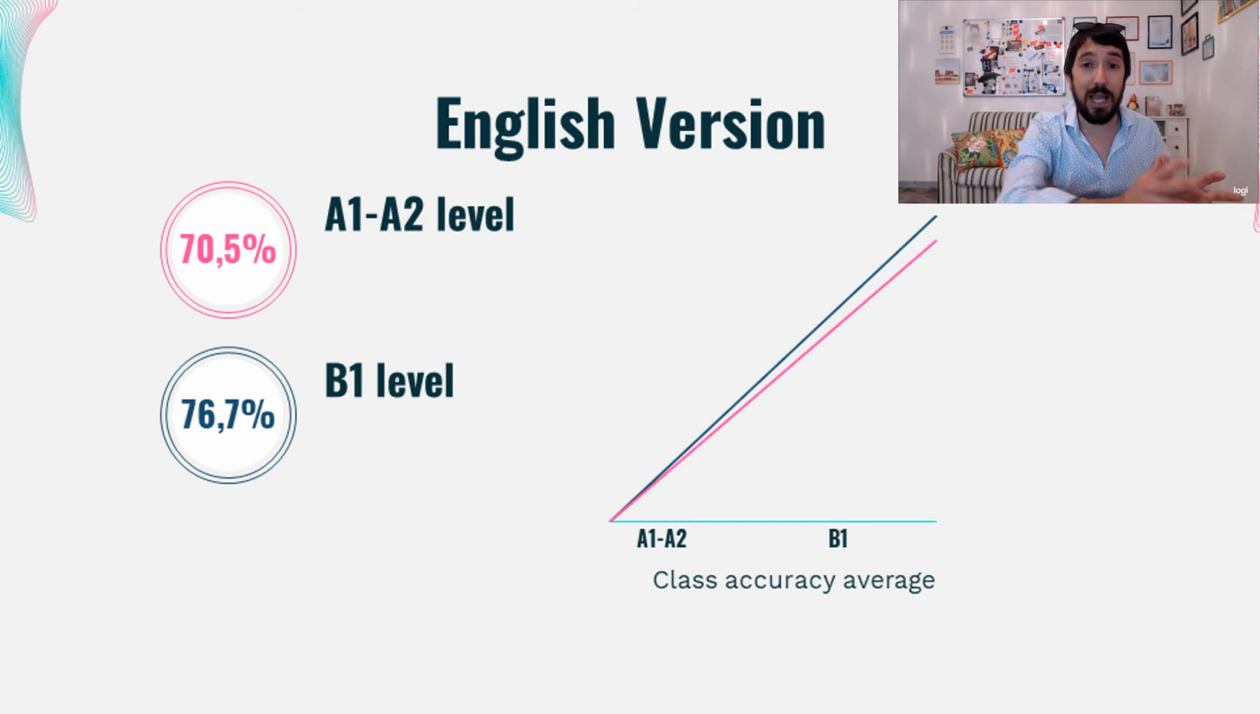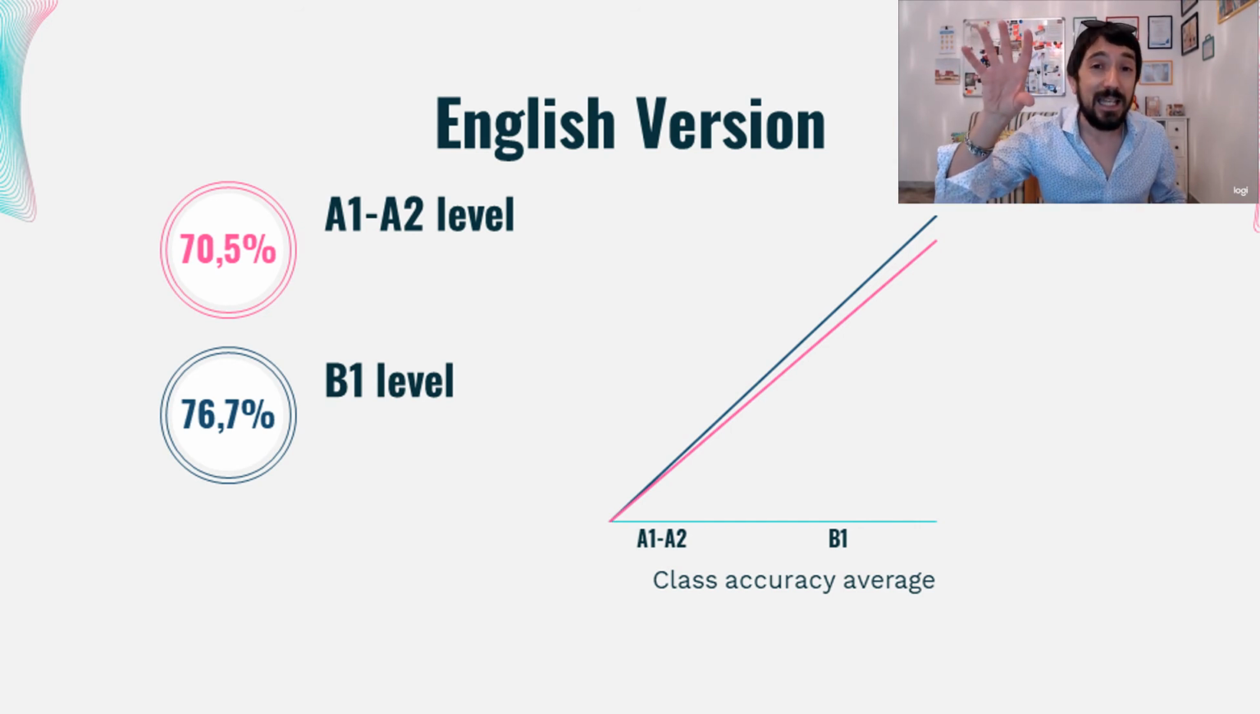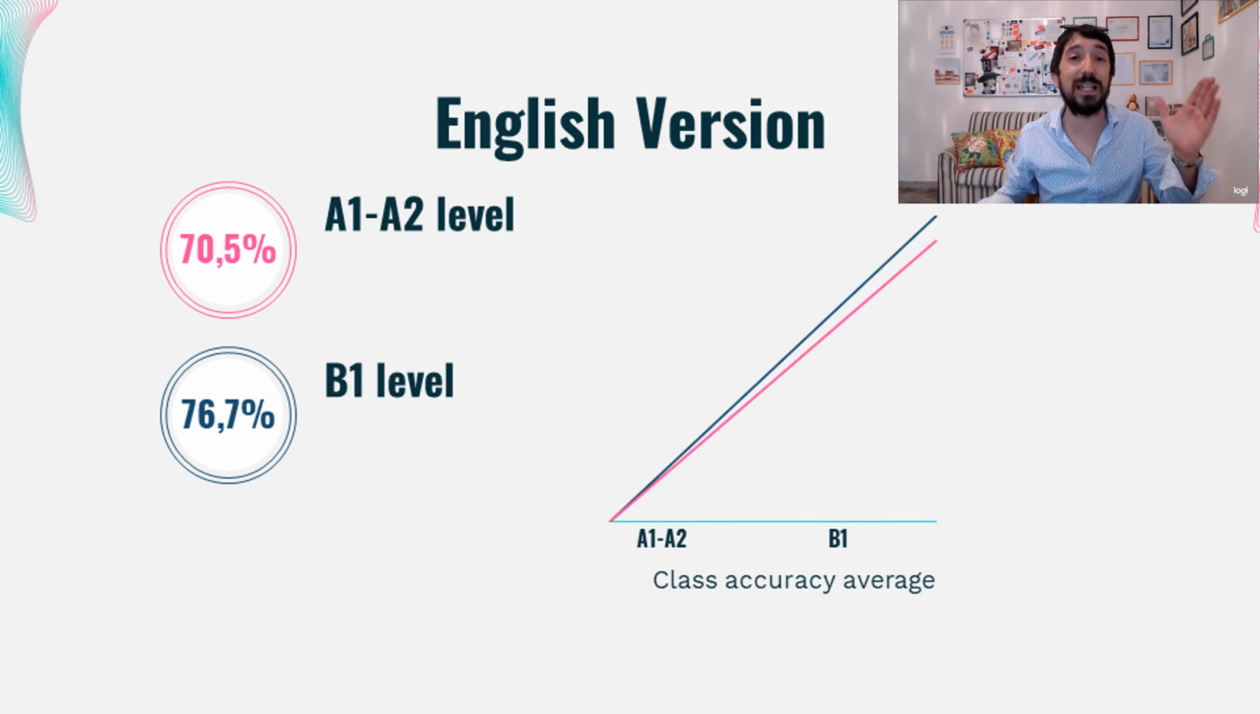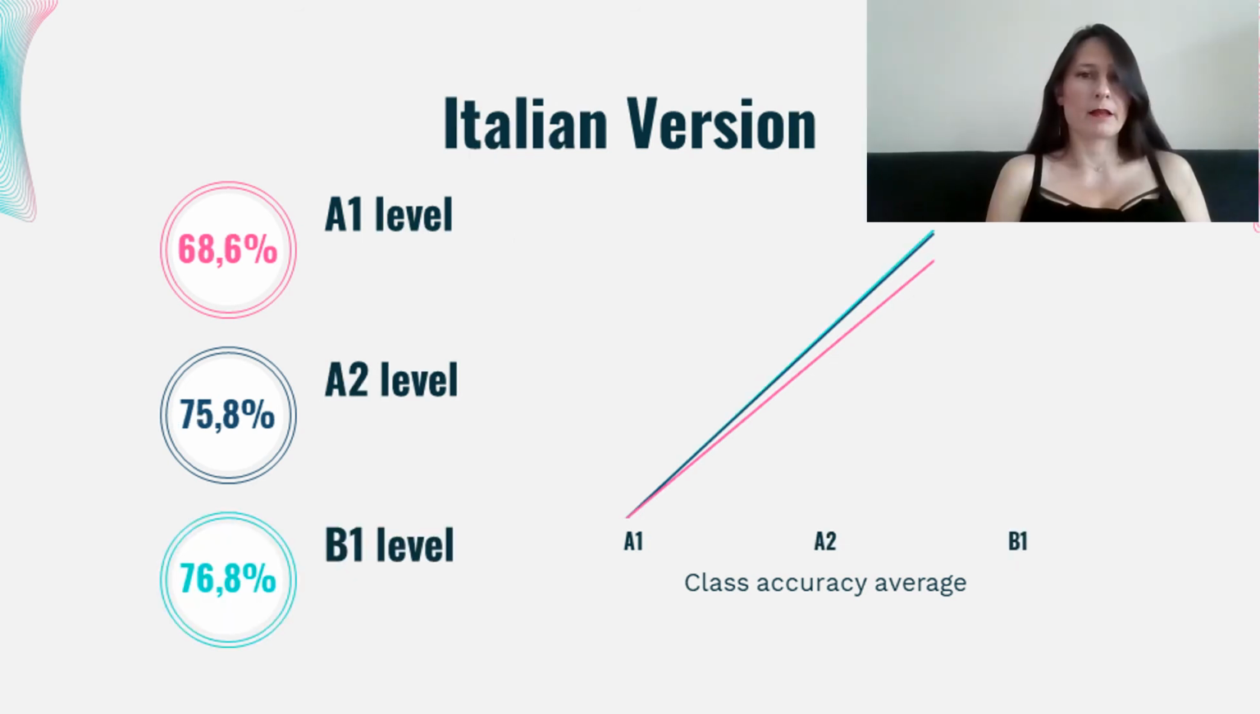About my groups, I had two groups. Group 1, A1, A2 level: their students' accuracy was 70.5%. For my second group, which was a B1 level, students' accuracy was 76.7%. Also, the results of the online quiz of Czech participants were slightly growing according to their language level. The total accuracy was between approximately 68 and 77%.